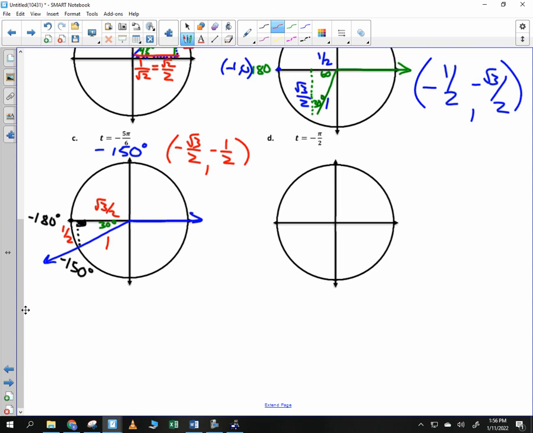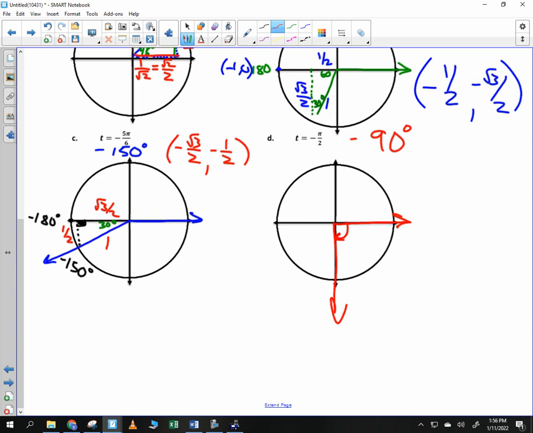Last one. You see negative pi over 2. What do you think of? Close. Negative 90 degrees. Pi is 180, so pi over 2 is 90. So where is negative 90 degrees going to bring me? Right down there, right?